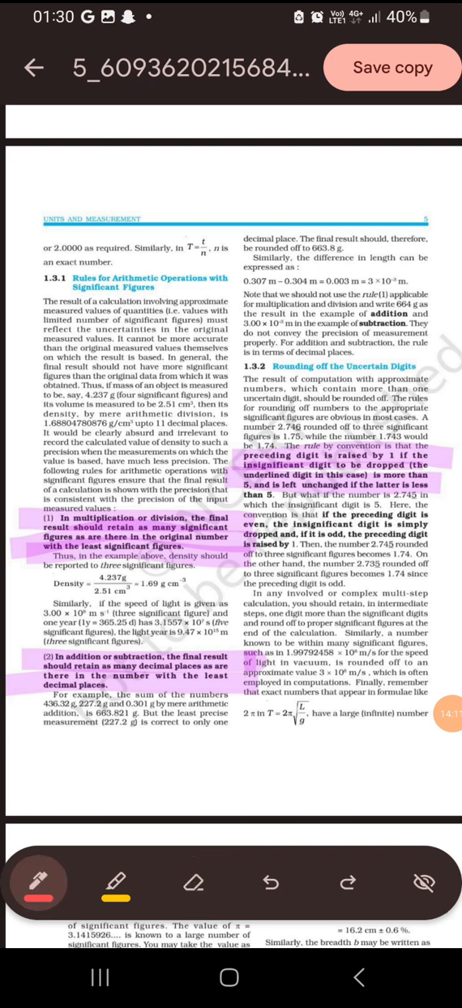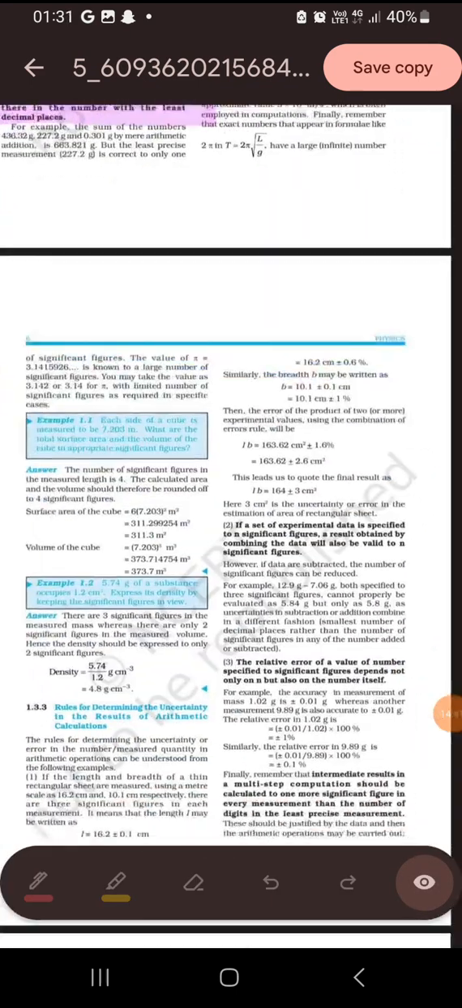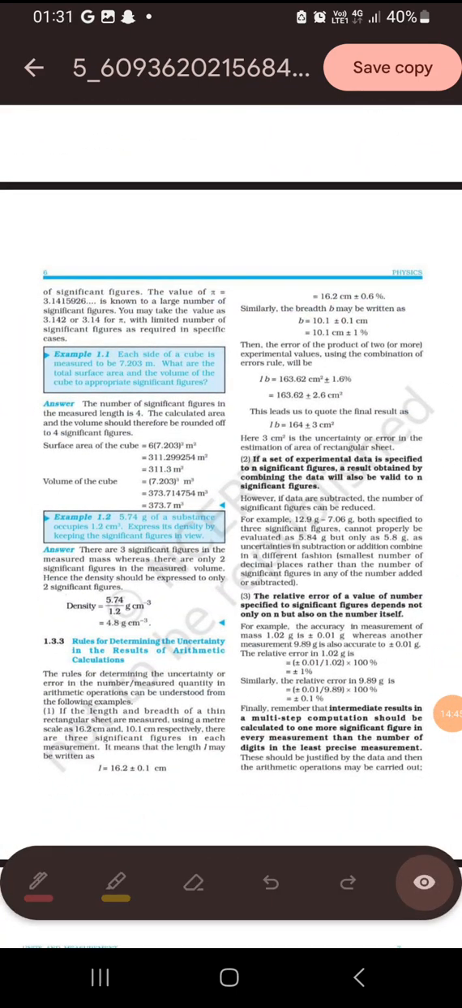And next is rounding off. Simple. If it is around 1.735, if the digit is 5 or above 5, the preceding digit is raised by 1, so you can write 1.74. And if it is below 5, 1.734, you can write as such, it will be left unchanged. And next, about the example sums, you will see them in the later part.